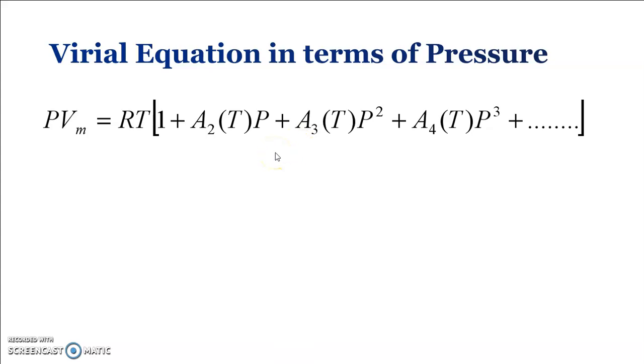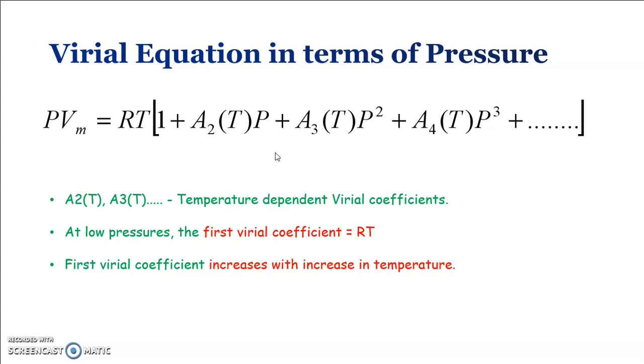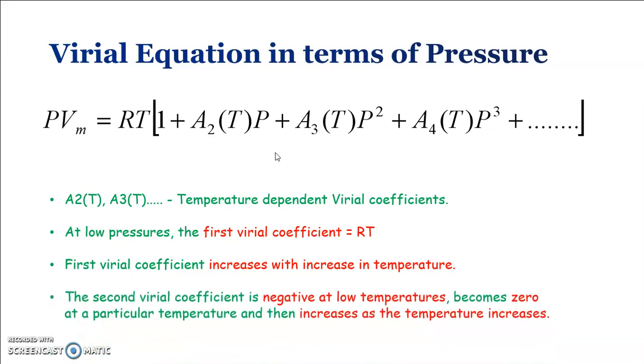There is also some significance for these Virial coefficients. At low pressures, the first Virial coefficient is equal to RT. First Virial coefficient increases with increase in temperature. The second Virial coefficient, as I already said, is negative at low temperatures, becomes 0 at a particular temperature, and then increases as the temperature increases. The temperature at which the second Virial coefficient is 0 is the Boyle temperature.